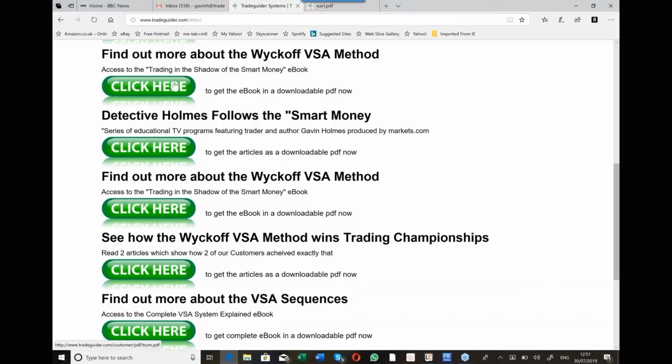And I wrote 2 books, and I'm in the process of writing a 3rd book at the moment. But the first 2 books are very much about trading and investing and learning to recognize how smart money operate.